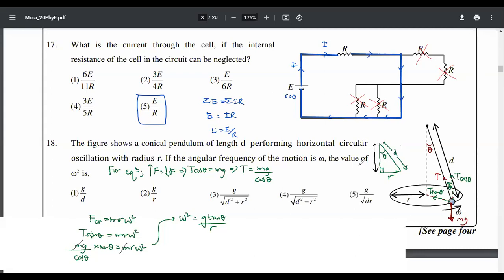This is going to be square root of D squared minus R squared. Careful. D squared minus R squared. Pythagoras theorem. So tan theta will be equal to R over square root of D square minus R square, and omega square is g over r into r over square root of D square minus R square. Therefore, R and R will get cancelled out. And finally, you will end up in fourth answer. Omega square is equal to g divided by square root of D square minus R square. Fourth. Okay.